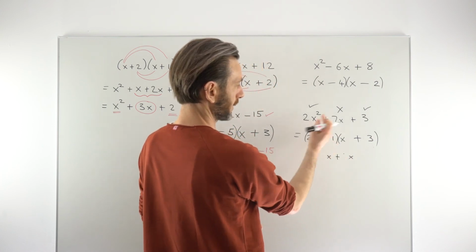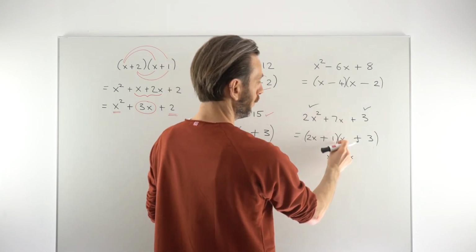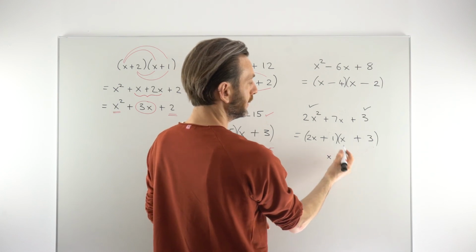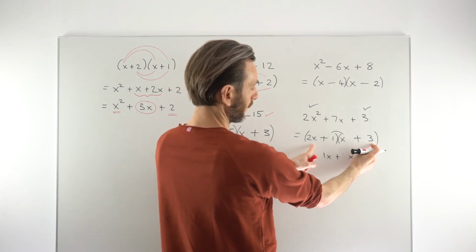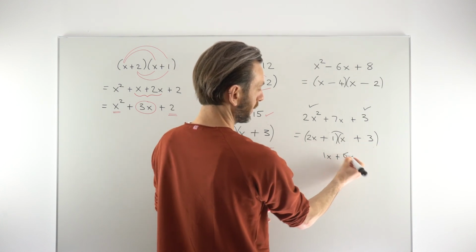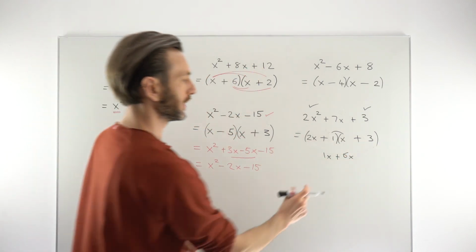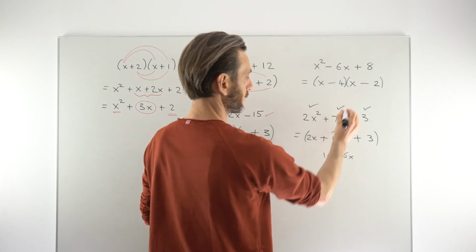So 2x times x is still 2x squared, that's fine. 1 times 3 is still 3, that's fine. These two make a 1x, so 1x. These two this time though combine by multiplying to make a 6x. So if we then add those together, we do get a 7x.